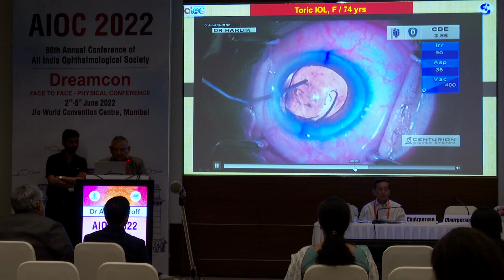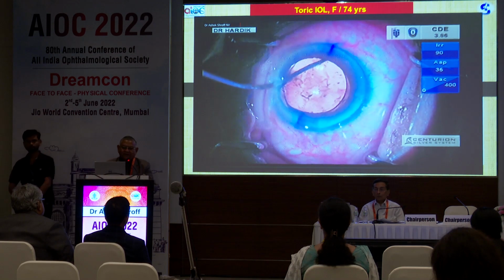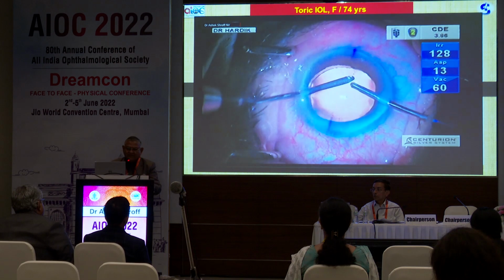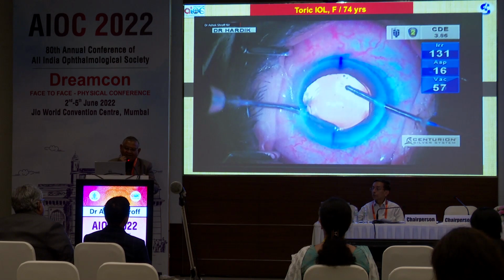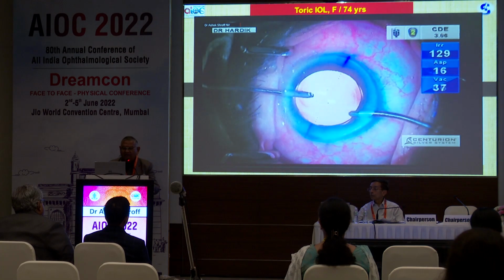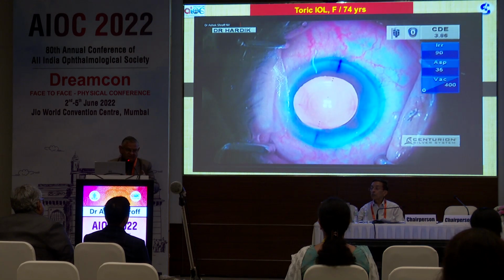And when the lens is inserted, it is very important that there are 3 dots in Alcon lenses. The dots have to be aligned with your original marking on the cornea. It is very important. You must make it proper.